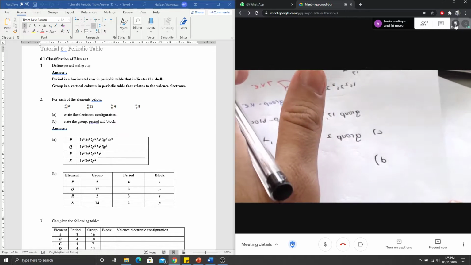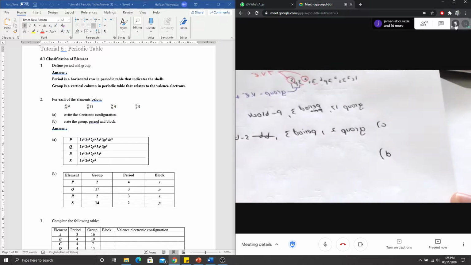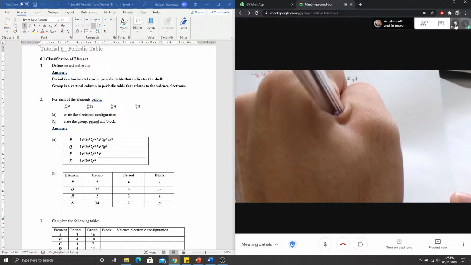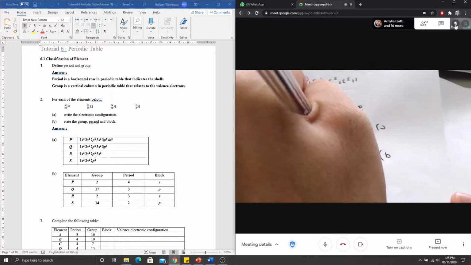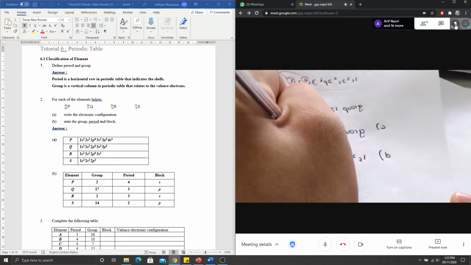And then D. Group 12. Is it really group 12? No, 14. Okay, arrange your electrons properly. It has S which has 6, right? So it is 1s2, 2s2, 2p2.